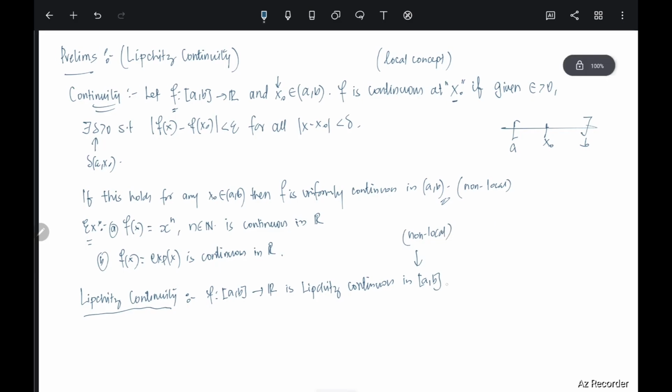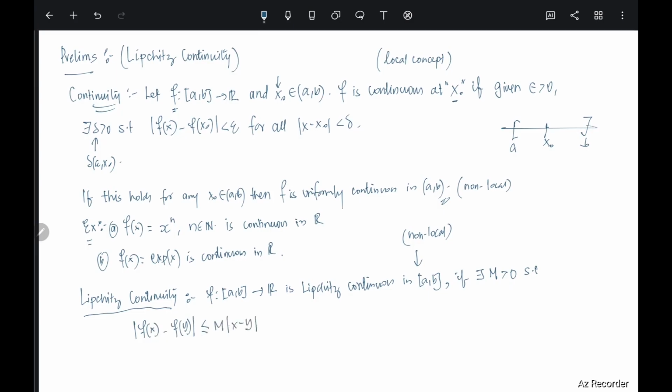So f is Lipschitz continuous in an interval AB if there exists m. Of course, m depends on the interval AB, but does not depend on any point. So m greater than 0, such that, there is a real number m such that whatever f(x) minus f(y) you choose, it does not matter what x, y you choose, you can always make it less than or equal to m times |x minus y|, right?